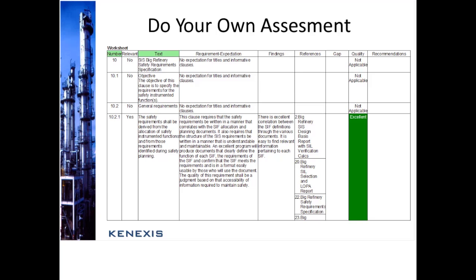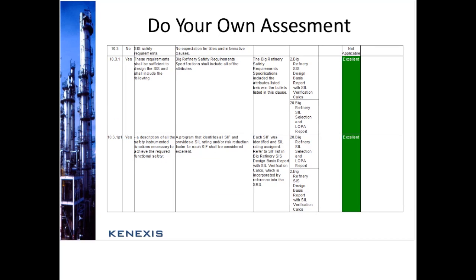So you can actually take that reference and be more exact with it and point it right to a page number or a finding number or a clause number in the report so that anybody that's looking for this information can drill down right to it and get it. These requirements, 10.3.1, shall be sufficient to design the SIS and shall include the following. Big refinery safety standard specification, requirement specification shall include all of the attributes. And that is everything below. That's the 10.3.1.1, 10.3.1.2, the 27 that were defined earlier.